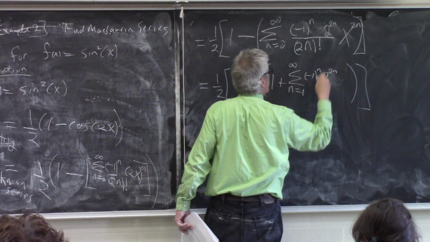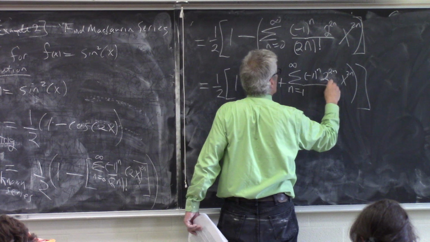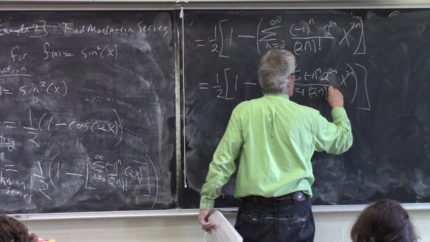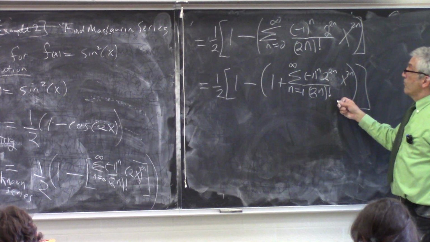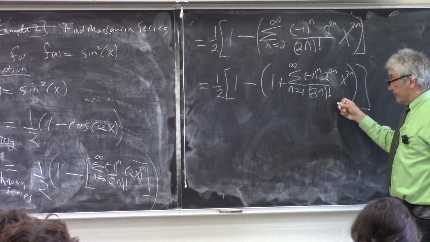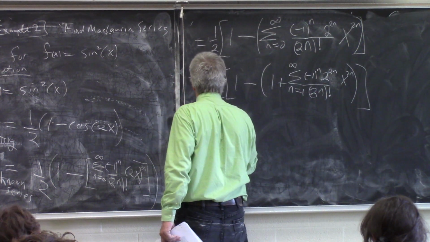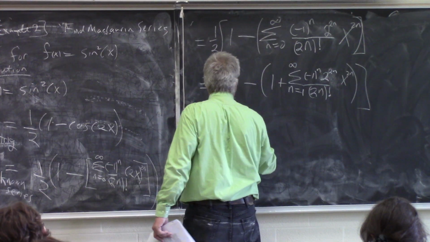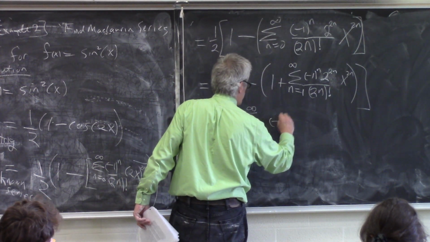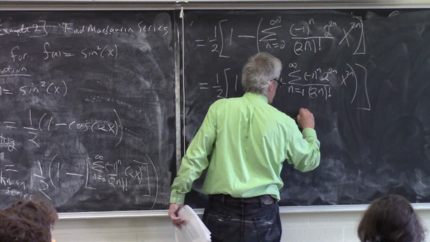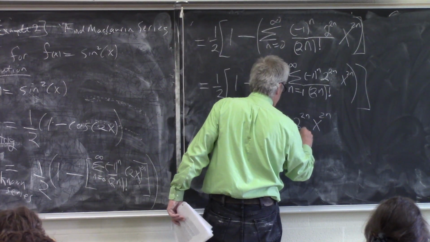So (-1)^n times 2^(2n), x^(2n) over (2n) factorial. So 1 minus all that stuff, okay, well the 1s are going to get together and have a 1 party, so they're going to cancel, and then I'm going to end up with a minus sign. Minus 1/2 times the sum as n goes from 1 to infinity of (-1)^n, 2^(2n), x^(2n) over (2n) factorial.